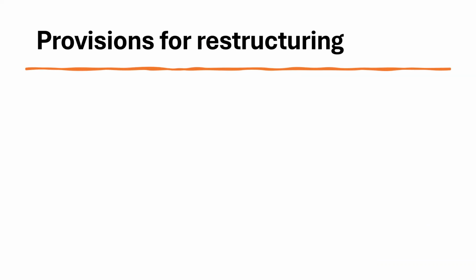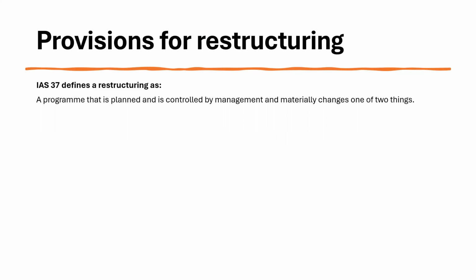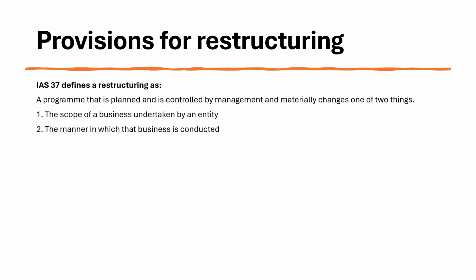Provisions for restructuring. The standard defines restructuring as a program that is planned and controlled by the management and materially changes one of two things. Number one, the scope of the business undertaken by the entity. Number two, the manner in which that business is conducted. We're talking about restructuring or reorganization in other terms.